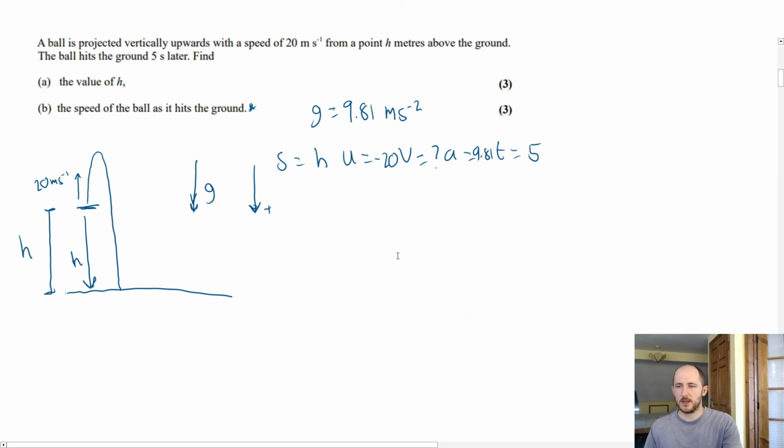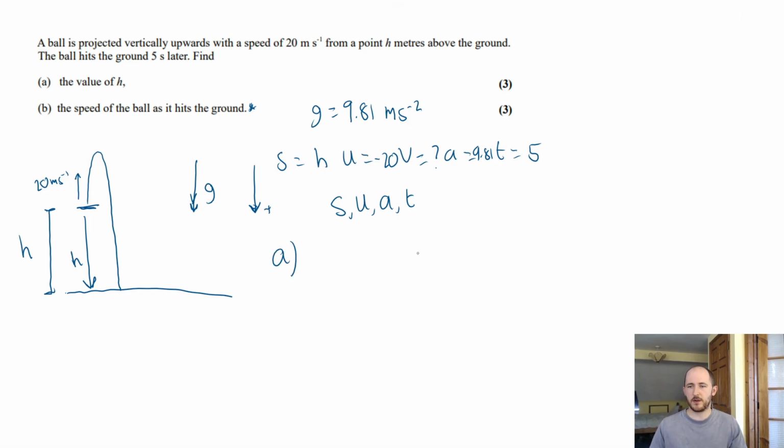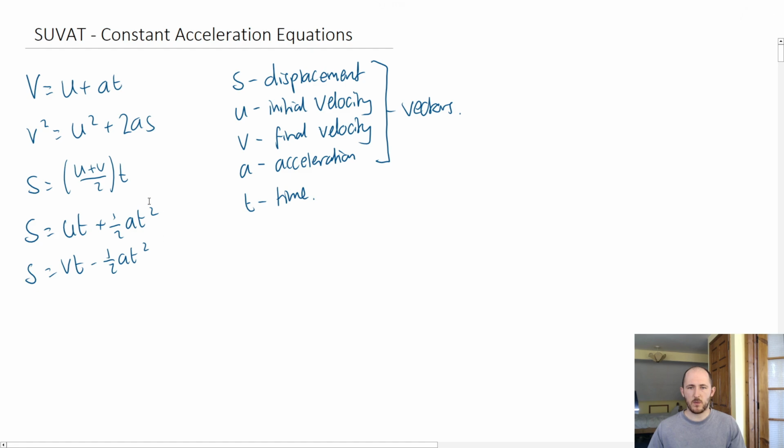Cool. So now I have my variables. I want an equation that links S, U, A, and T together, because those are the variables I care about. I don't care about V because I don't know it and I don't want to work it out just yet. Now, which one of these is it? So S, U, A, and T. Well, which one has S, U, A, and T in it? Well, this has V, this has V, this has V. Boom. S, U, A, and T, no other letters. That's how quick you can do it.